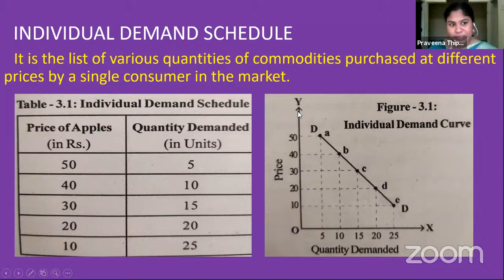So this is the graphical representation of the individual demand schedule, children. See, the x-axis represents the quantity demanded of a commodity. Then the y-axis represents the price of apples. See, when the price of apple is 5, the quantity demanded is 50. And when the price of apple is 50, the quantity demanded is 5. When the price of apple is 40, the quantity demanded is 10. So what is happening here? As the price of the commodity is increasing, the quantity demanded is decreasing. So the demand curve slopes downwards.